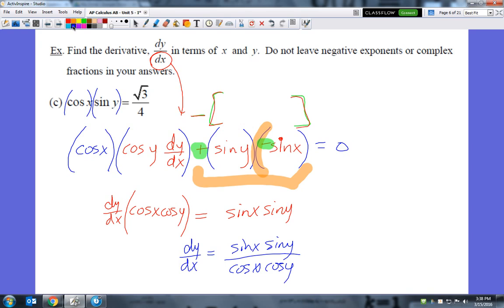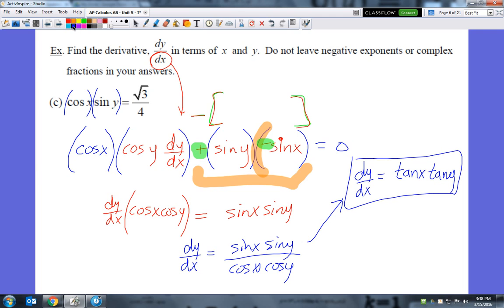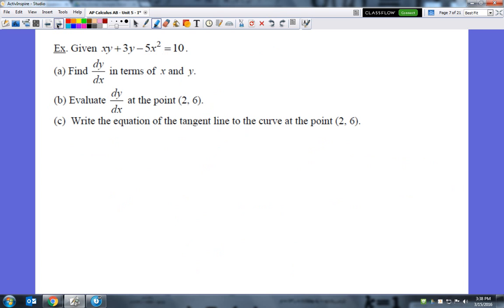And those of you who already see it, the more simplified answer would be dy/dx is equal to the tangent of x times the tangent of y. Okay? And that's because of how the sines and the cosines are grouped together there and there. Okay, so no negative powers, no complex fractions. I'm good to go. Let's keep going.